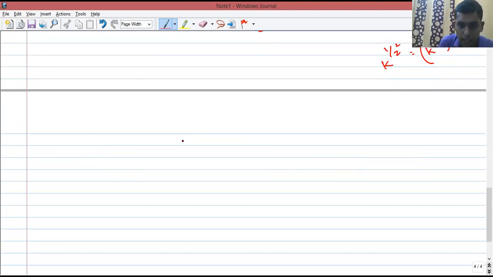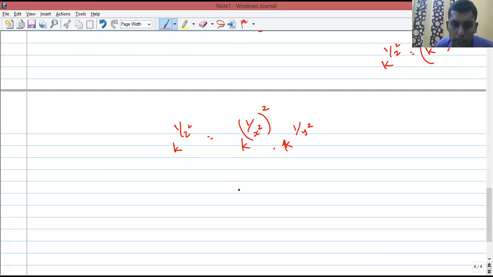That is, k power 1 by z square is equal to k power 1 by x square, the whole square, into k power 1 by y square. This can be written as 1 by x square plus 1 by x square, which is 2 by x square. That's it. Therefore, 1 by z square is equal to 2 by x square plus 1 by y square.